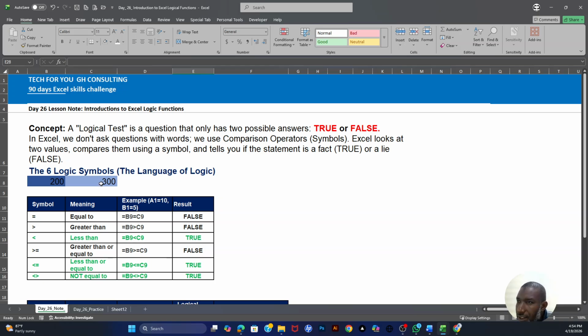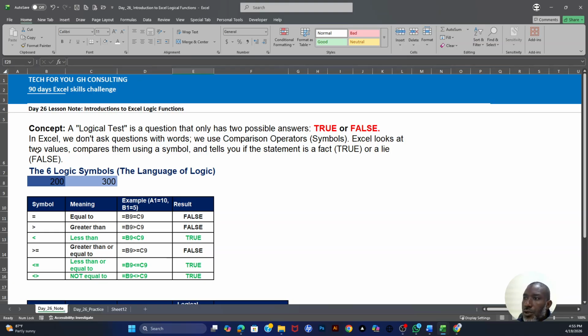When we talk about the logical functions, we are referring to a logical test, a conditional statement. In Excel, we do a lot of conditional statements. A logical test is a question that only has 2 possible answers. When you do a logical statement, the answer can be true or false. Either the logic tends to be true or it tends to be false.